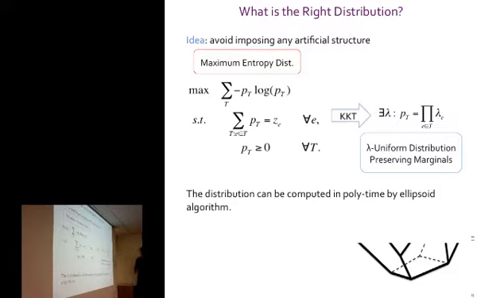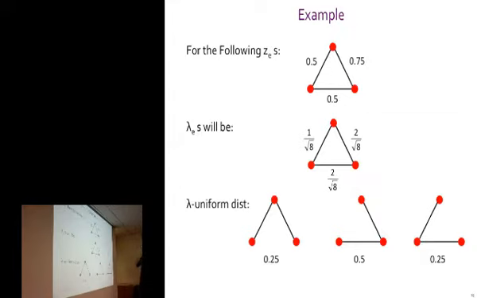Let me show you an example. Suppose this is our graph. It has 3 edges, and these are the probabilities of the edges. Note this solution is in the spanning tree polytope. Now, it turns out that if I choose lambdas like this, let's say this edge is 1 over square root 8, and these are 2 over square root 8 and 2 over square root 8, then I would have 3 spanning trees.